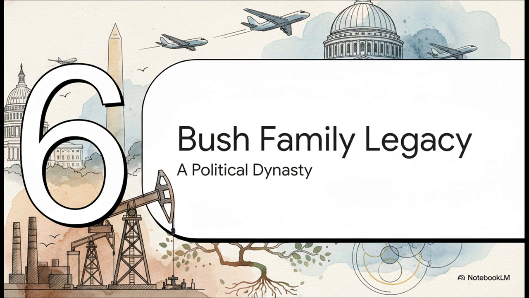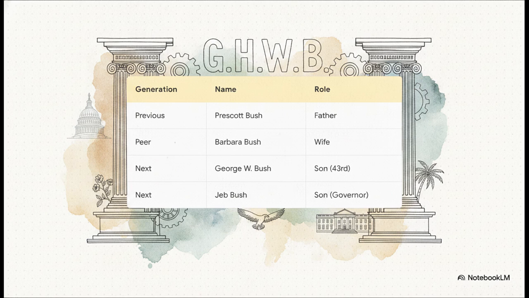Finally, Section 6, the Bush family legacy. Despite leaving the White House after one term, his historical footprint only expanded, cementing a modern political dynasty. Just look at how the family's service spans generations. You have his father, Senator Prescott Bush, his peer and partner, First Lady Barbara Bush, and then the next generation, with his son George W. Bush becoming the 43rd president, and his son Jeb serving as governor of Florida. The legacy of George H.W. Bush is just inexorably linked to this sprawling, multi-generational commitment to American politics.